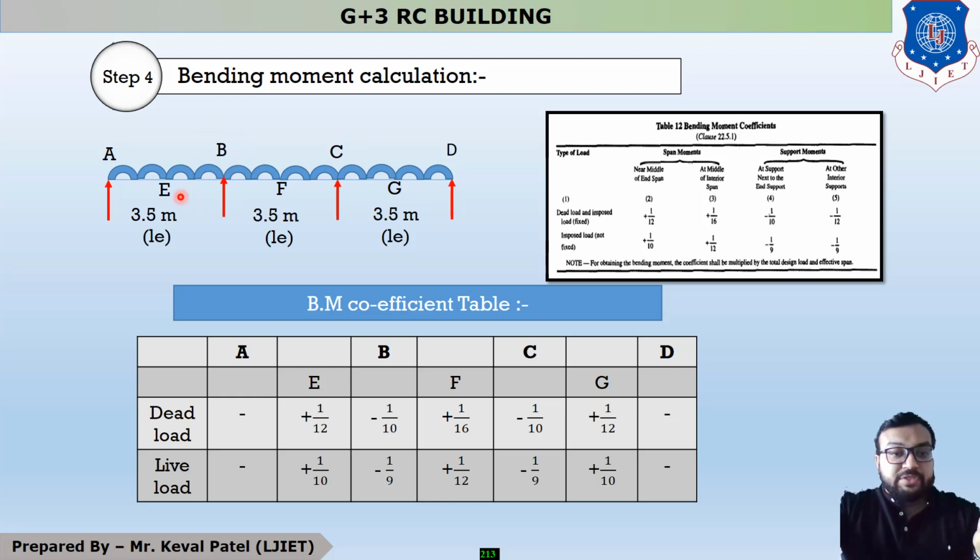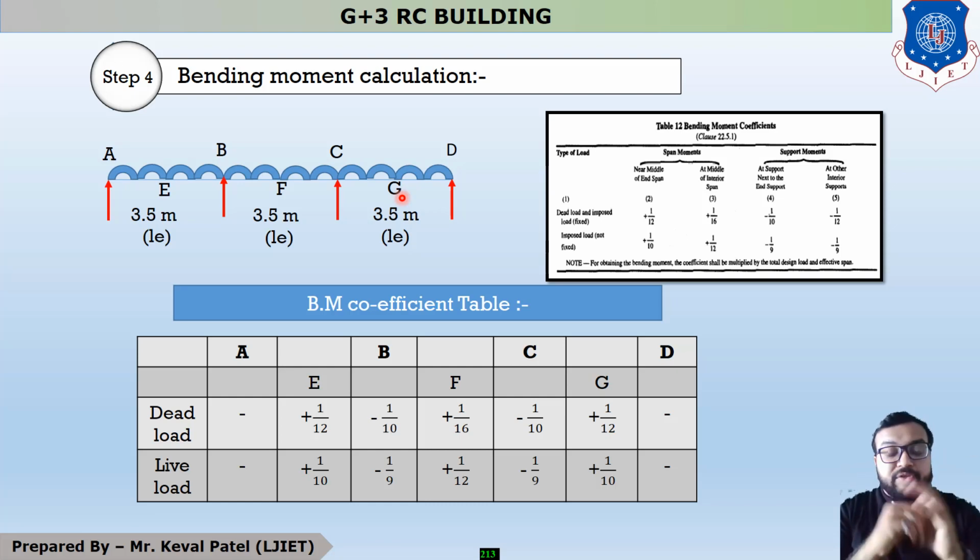And the same calculation for E and G, because you can see that your E coefficient is the same as G coefficient. Therefore, in this example, we have to find out only 3 points E, B and F, because E is equal to G and B is equal to C. It means if we design for E, B, F, it is also designed for G, C. Okay. So students, this is the main difference between the one-way continuous slab and one-way simply supported slab.